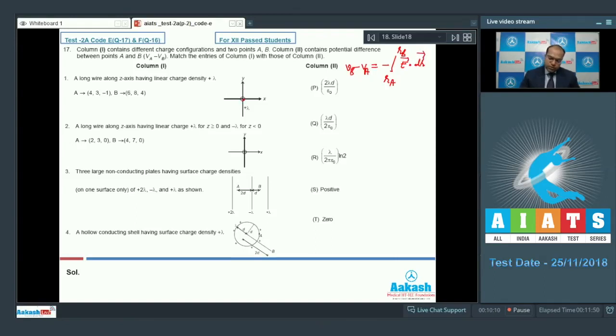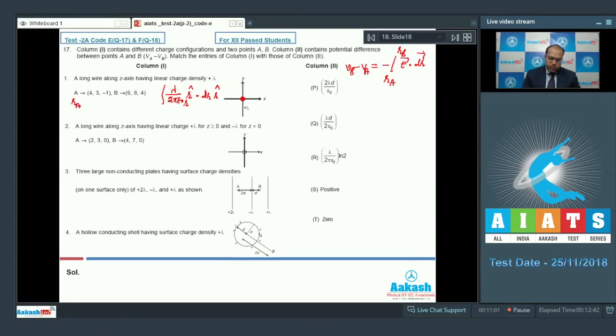So suppose the uniformly charged wire is along the z-axis, then the electric field at a distance r in the xy plane can be written as λ upon 2π ε₀ r into r cap. This is the vector. If I take the dot product, that is dr into r cap, this is E dot dr. And if I integrate from A to B, since the electric field in the space is parallel to the xy plane, there is no requirement of the z coordinate.